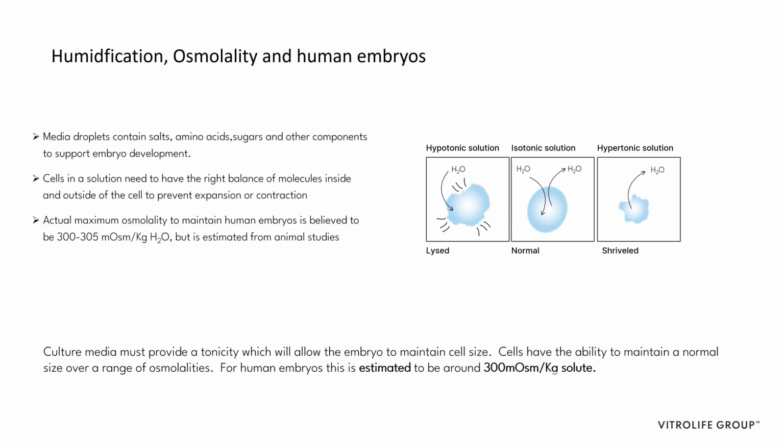So the actual maximum osmolality to maintain for embryos is somewhere around 300 to 305. According to animal studies, we really don't know the upper limit for human embryos in a real system. So embryos can also use organic and inorganic osmolytes, and this includes things like glycine and betaine and other osmolytes to also control that cells do not shrink or expand.